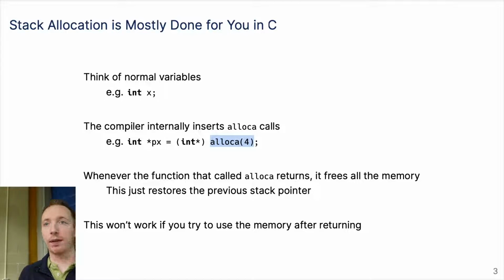Yep. So if this thing adds it onto the stack for you with all the codes, why don't we just use alloca instead of malloc when we're making our dynamic stuff? Sorry, why would we use malloc instead of alloca? So the question is, why would we use malloc instead of alloca? Anyone else want to answer that?